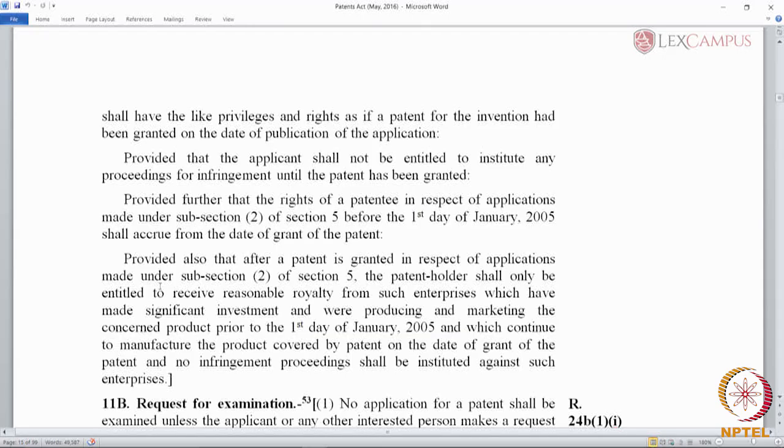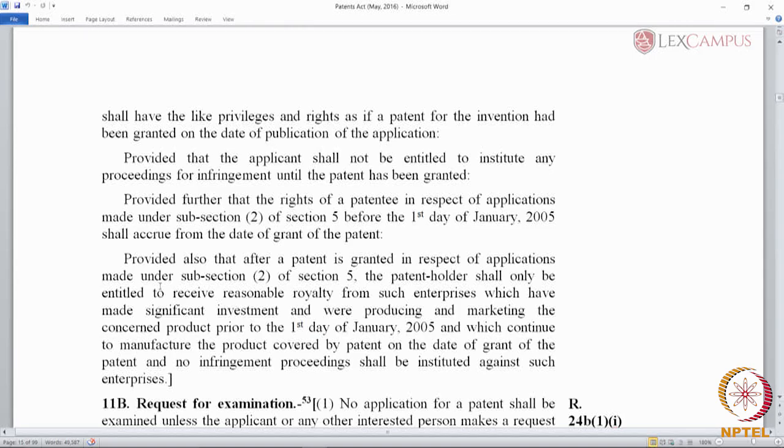So, that is the reason the proviso says that an applicant shall not institute any proceedings until the grant of a patent, which means an applicant cannot file an infringement suit, only a patentee can file an infringement suit. A person who files an application is called the applicant up until the patent is granted. Upon the grant, he is called a patentee or a patent holder. So, only a patentee or a patent holder can file an infringement suit. An applicant, because the right is still not verified and scrutinized by the patent office, cannot file an infringement suit.